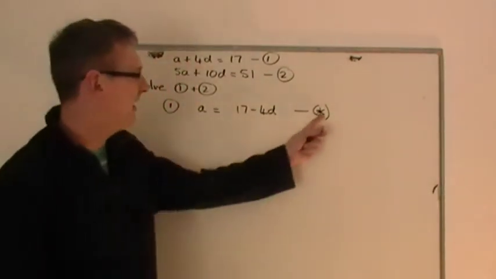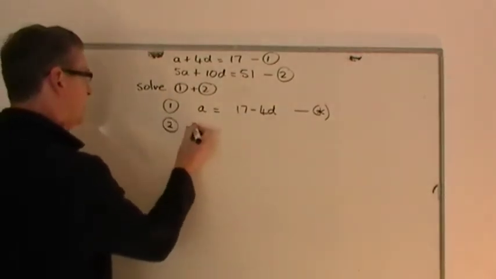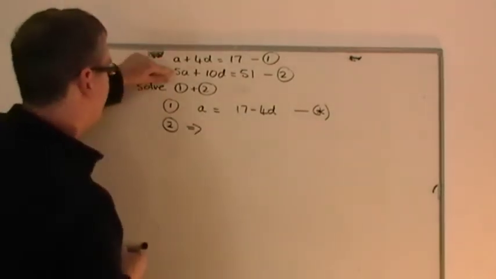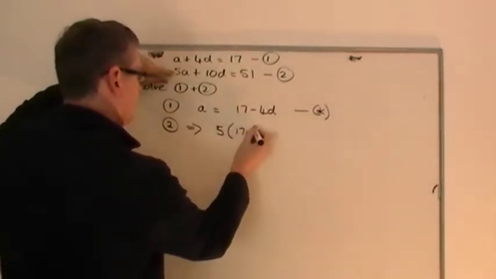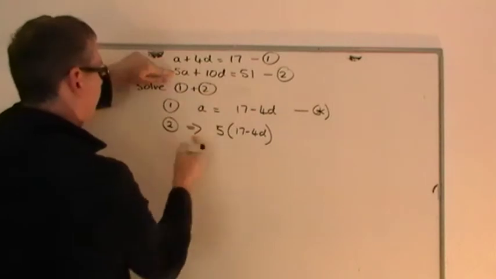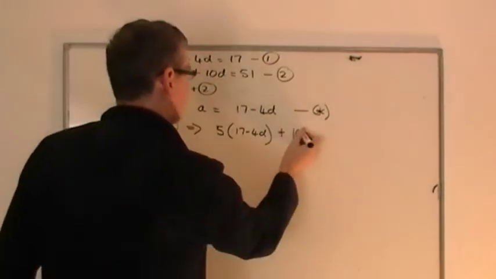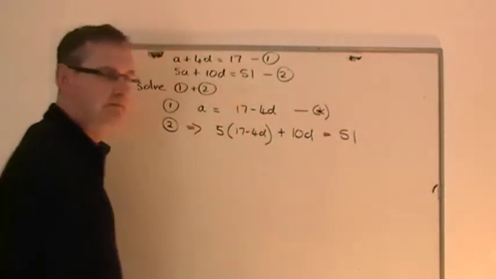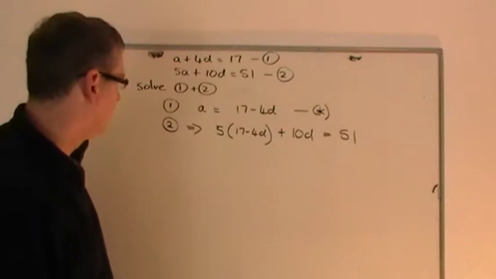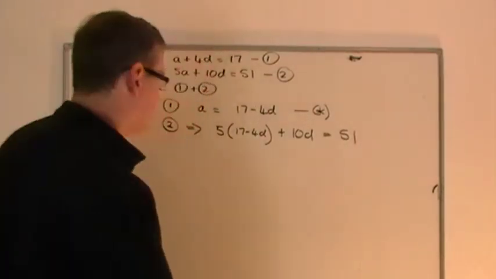And I'm going to substitute asterisk into equation 2. So equation 2 is now going to become 5 lots of A. Well, A is this thing, 17 minus 4d. So you get 5 lots of 17 minus 4d, plus 10d, is equal to 51. We've now just got an equation with d's in, which we can now work out and solve.